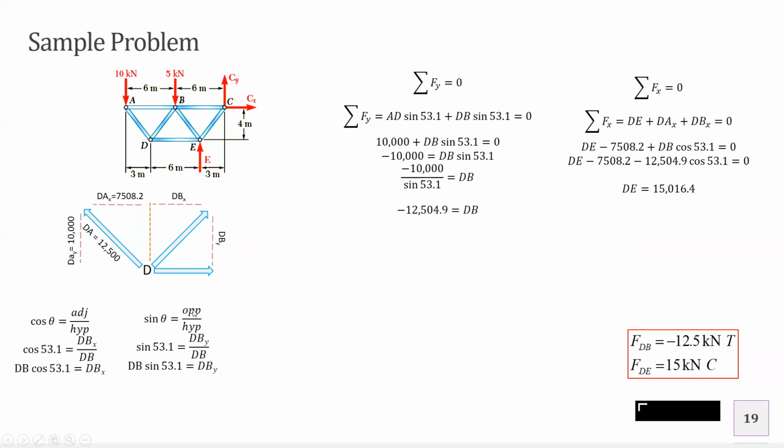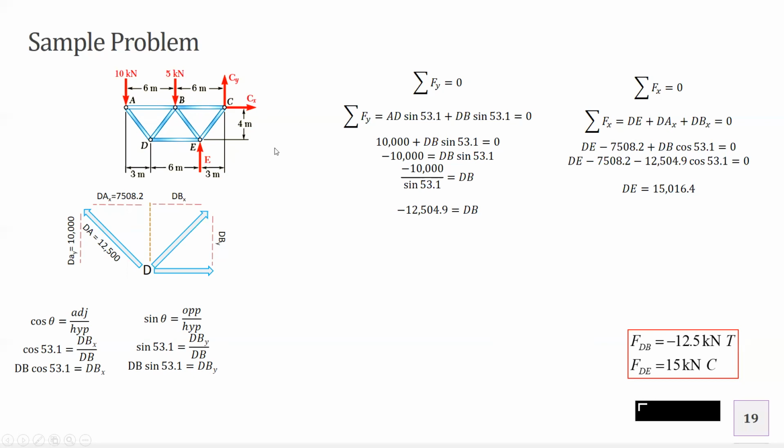Now the sine is exactly the same thing. We're just doing it again. So sine of 53.1 is DBY over DB. Move my DB over, and we get DB sine 53.1, which is equal to my DBY.